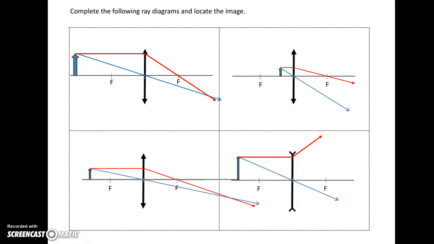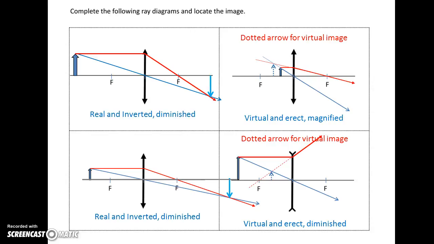Then you may try to locate the image. You can find an image for these two cases. But for the other two cases on the right hand side, you have to draw virtual rays first of all. Then you may locate the image. And don't forget to draw a dotted arrow for virtual images. And the nature of the images, they are listed here.